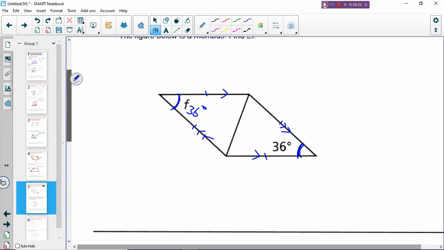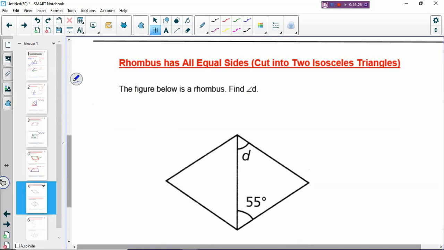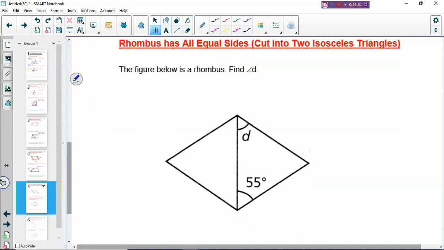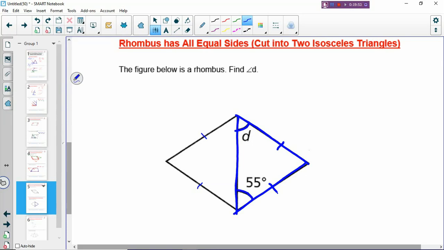Okay, now let's go to the next one. Like what we said just now, a rhombus is like a square that is slanted, or like a diamond. So how do you find the angle D? Now, if you look carefully, like what I said, all the sides are equal, which means that the rhombus is made of two isosceles triangles. So what does that mean? It means that your angle D is the same as 55 degrees, because in an isosceles triangle, you have two angles that are the same.